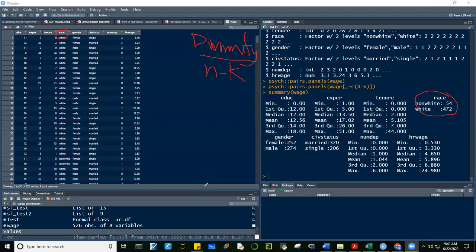No? Pero guys, ang gagawin niyang 0 is yung alphabetically na mauuna. So si non-white, gagawin niyang 0. Yan ang gagawin nating benchmark, or reference variable. So this would be converted into 1, etc. Tapos yung non-white, 0. Okay, ganun ba, guys?